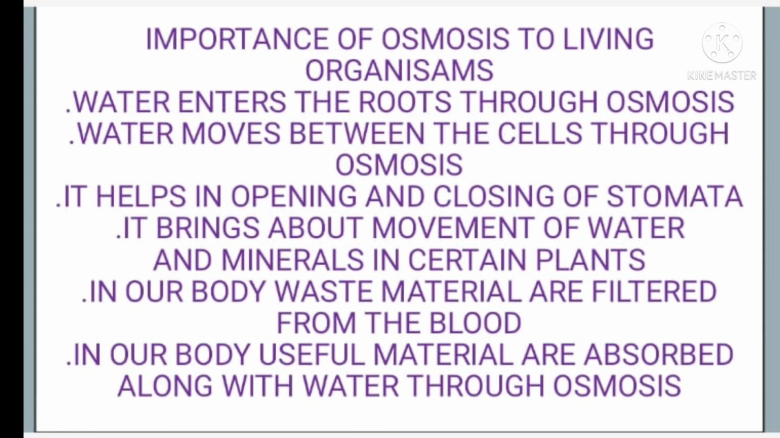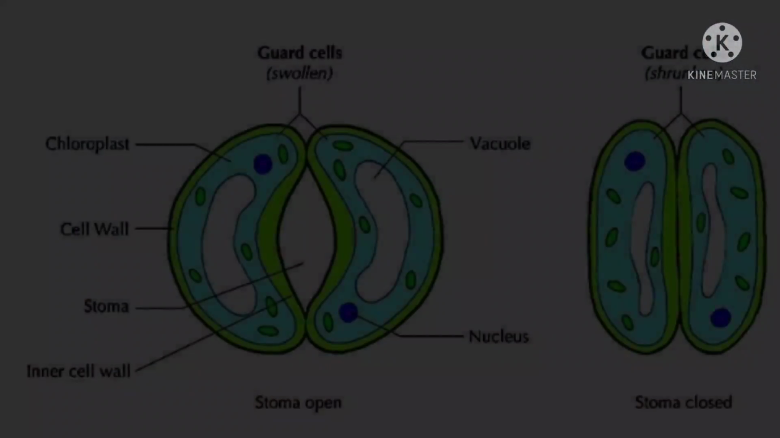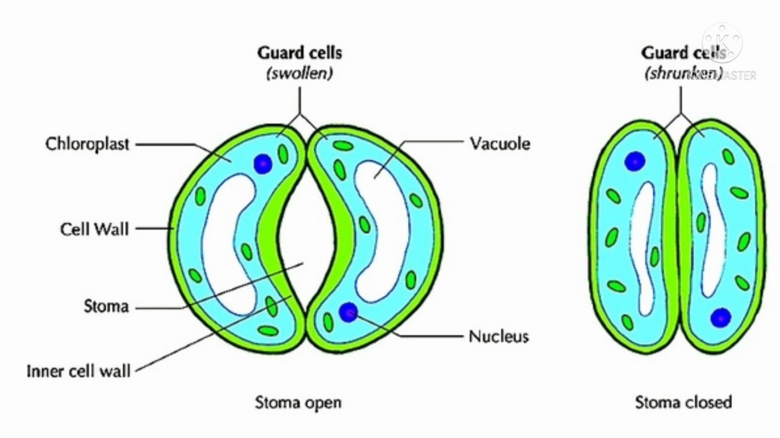Now, the importance of osmosis to living organisms. Water enters the roots through osmosis. Water moves between the cells through osmosis. It helps in opening and closing of stomata. It brings about movement of water and minerals in certain plants. In our body, waste materials are filtered from the blood. In our body, useful materials are absorbed along with water through osmosis.